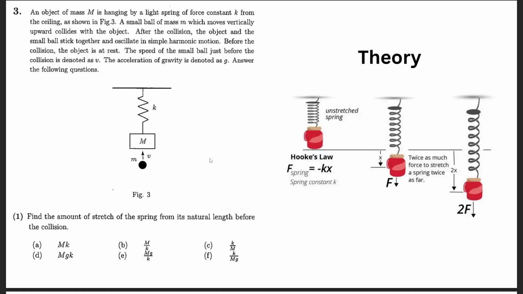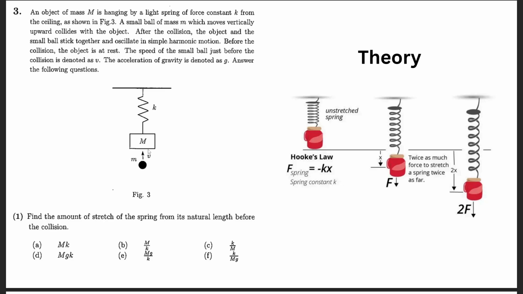Hello, so I'm going to explain MEXT Physics Undergraduate 2015 Question 3. Number 1. An object of mass M is hanging by a light spring of force constant k from the ceiling, as shown in Figure 3. A small ball of mass m which moves vertically upward collides with the object. After the collision, the object and the small ball stick together and oscillate in simple harmonic motion.